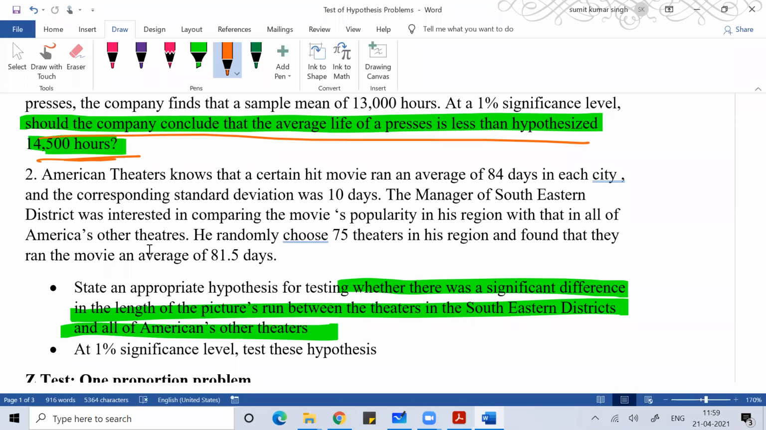So whenever it is a two-tail test, automatically you'll have two rejection regions. Whatever is alpha, you will have alpha by 2 in both the rejection regions. Okay, and then you will find the acceptance region. The remaining will be the acceptance region.